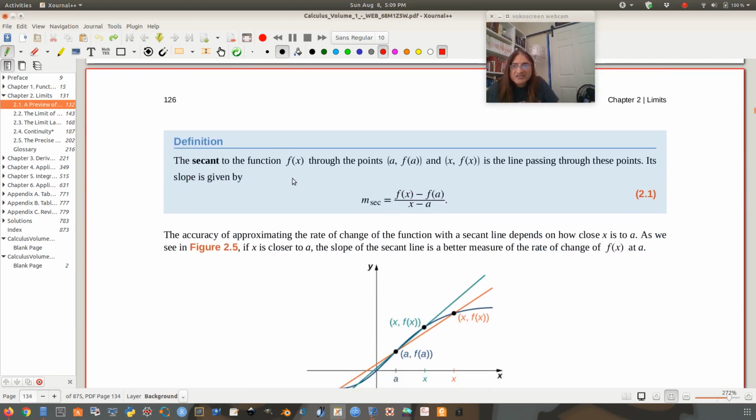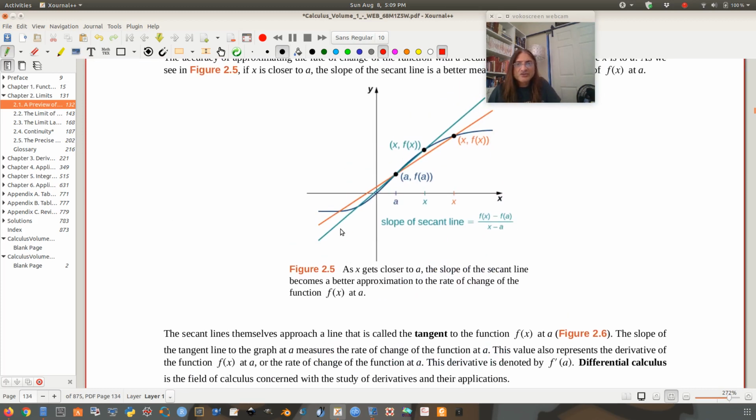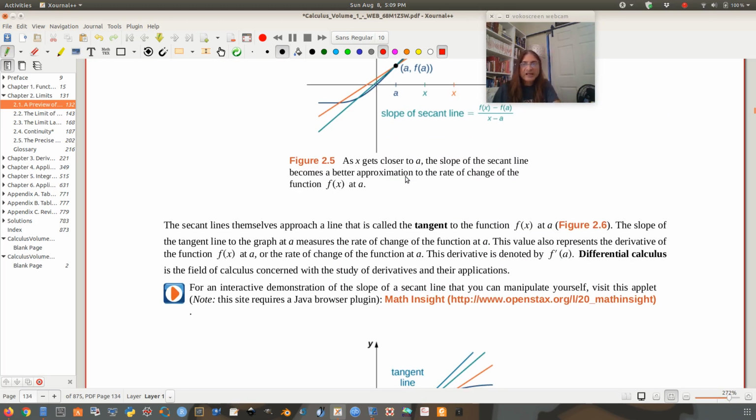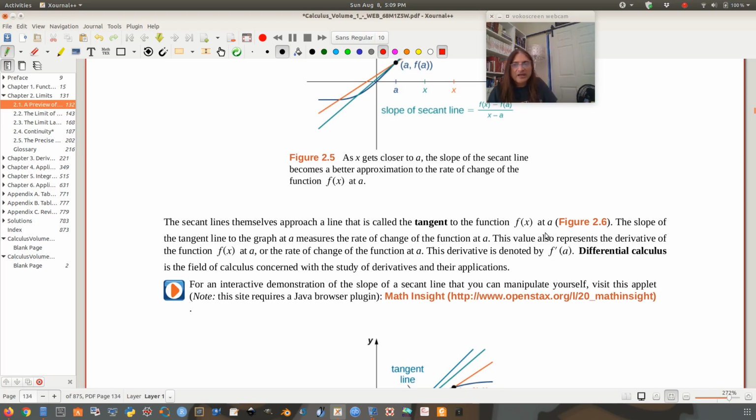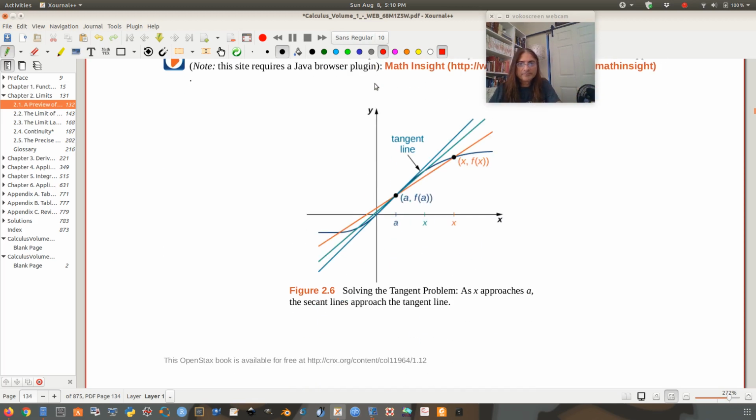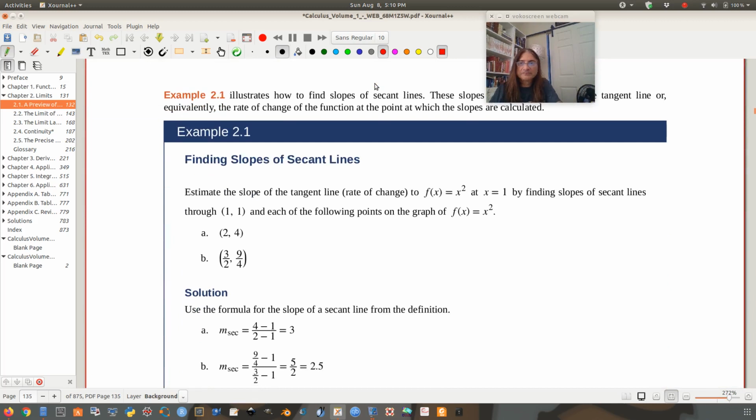So the secant to the function f(x) through the point (a, f(a)) is basically this slope. And then as you take this point x closer and closer, you're getting a better approximation. And the tangent is the limit that you achieve, and differential calculus is about this derivative, the slope of the tangent of the function at different points, and how the derivative changes as a function of x. Okay, that's the tangent line.